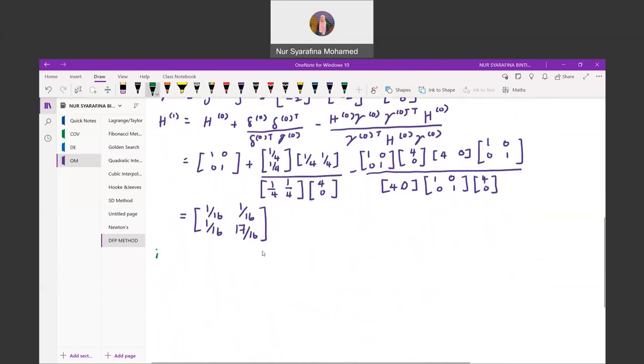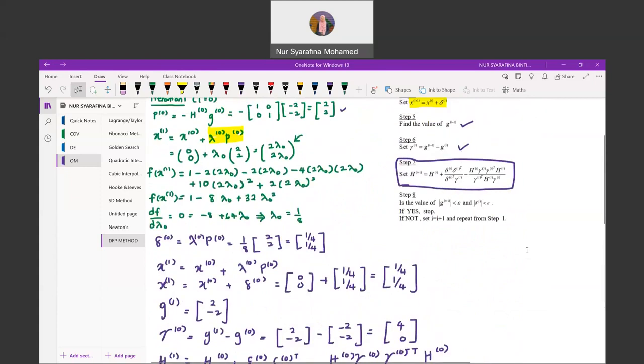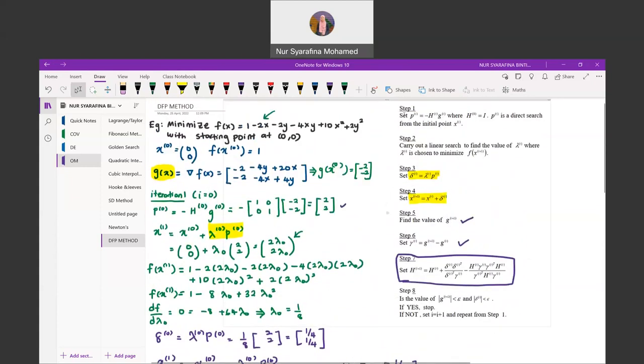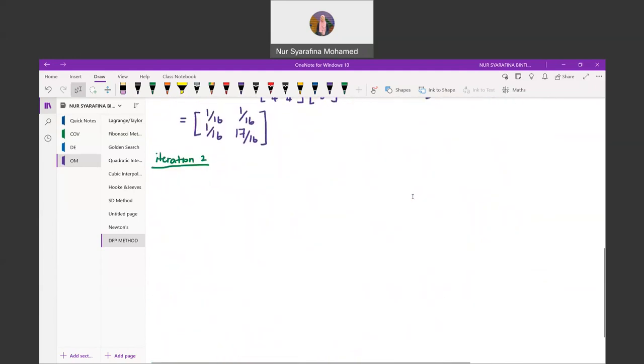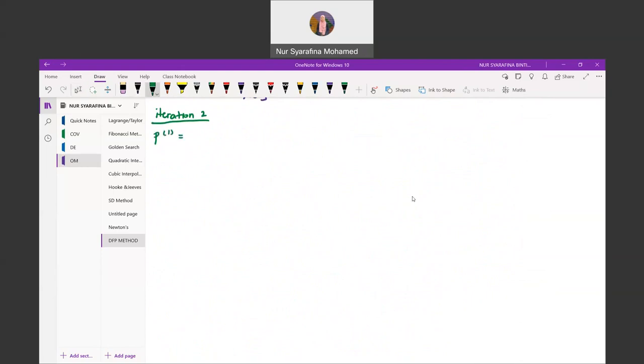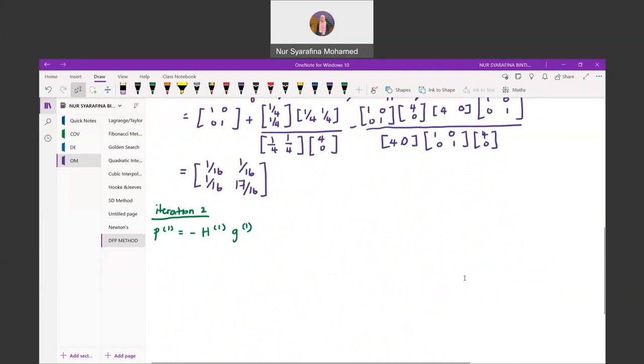So in iteration number 2, you have your X1, you have your H1, you can update by finding what? Again, repeat from step 1, finding P1. Then find again delta 1, lambda 1, and then gamma 1, and so on, until we reach the stopping criteria. So your P1 is given by negative H1 G1, so you have your H1 earlier, which will give you here 0, 2.